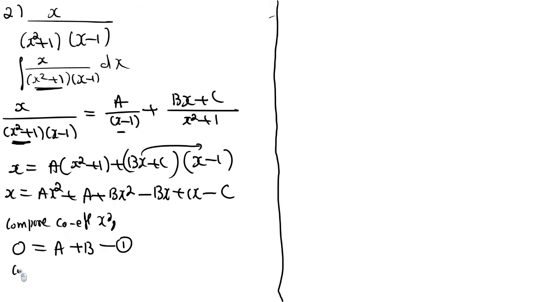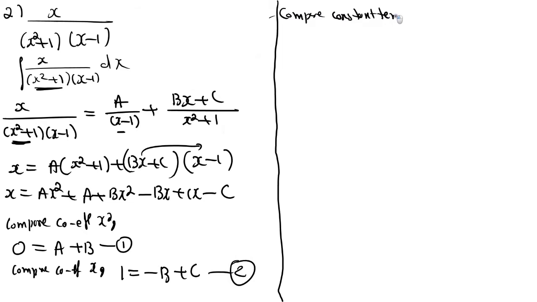Then compare the coefficient of x. What will you get? Here 1 is there. 1 equal to here minus b, and here, see, plus c is there, right? Minus b plus c is there. Take it as equation 2. And the third one, compare constant terms.